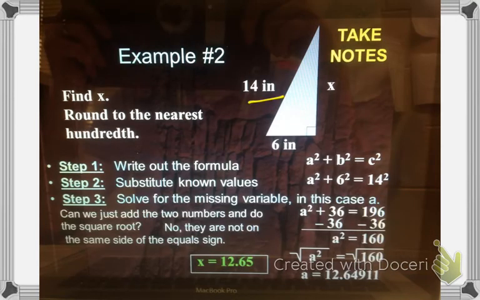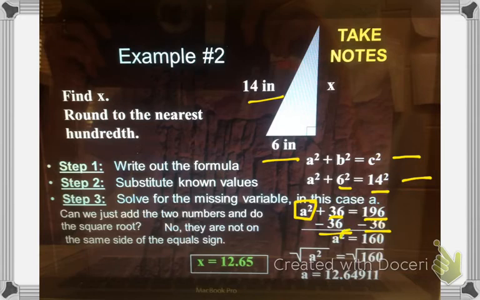Same exact values, again, hypotenuse and leg. Step 1, we wrote the formula. Step 2, we substituted what we knew. And now we have to solve for the missing variable. Well, I square the 6, I square the 14, that gets me 36 and 196. And remember, we're trying to get A all by itself, so I'm going to box A squared. To get rid of plus 36, I have to subtract 36, because if I do it to one side, I have to do it to the other. That gives me A squared equals 160.